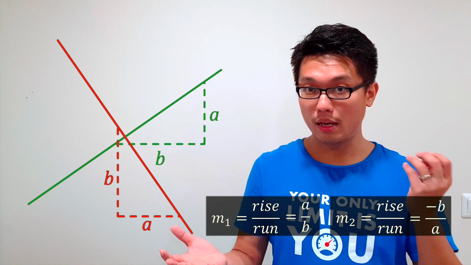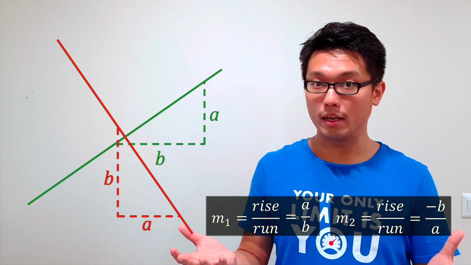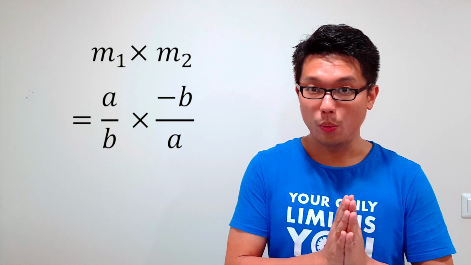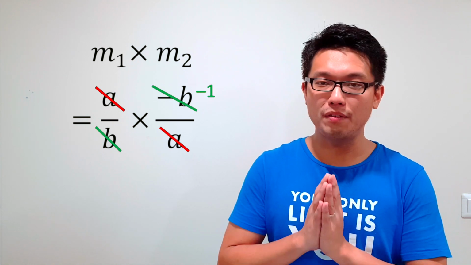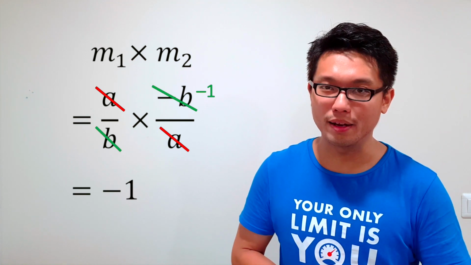M1 is A over B, M2 is -B over A. Multiplying the two together, we now see how easily the A's and B's cancel out each other, simplifying to a very nice -1. And hence we conclude this very simple proof of why the gradients of perpendicular lines give us a product of -1.